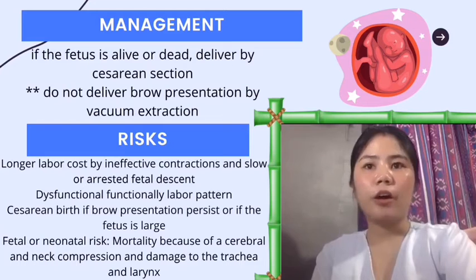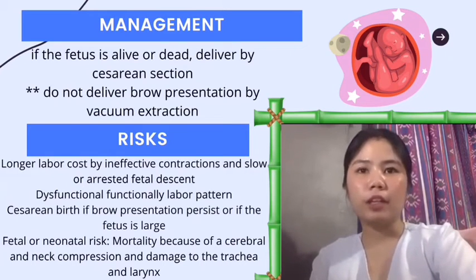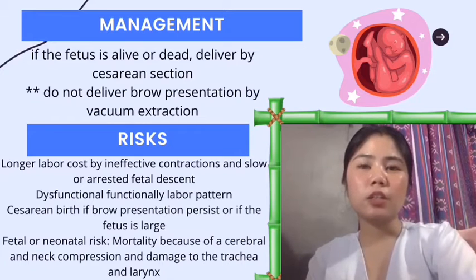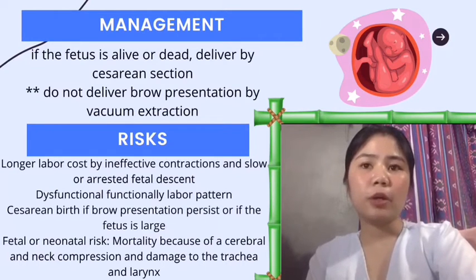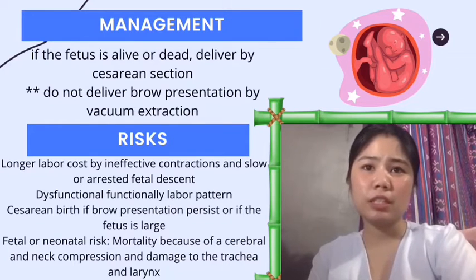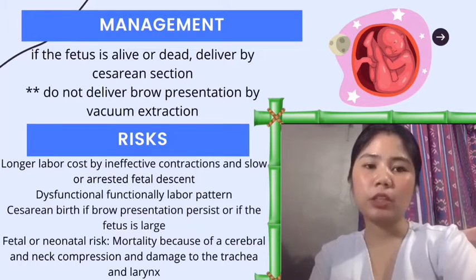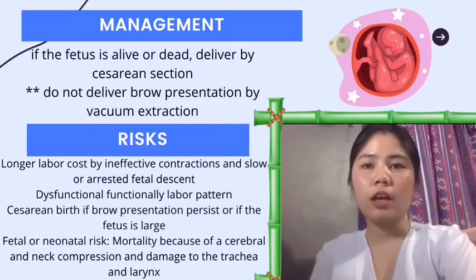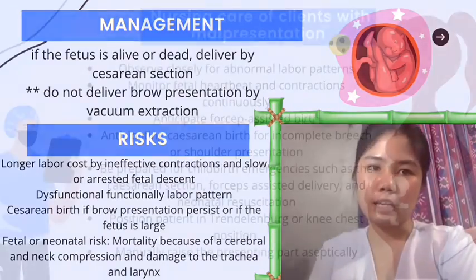The risks are longer labor caused by ineffective contractions and slow or arrested fetal descent, dysfunctional labor pattern, cesarean birth if brow presentation persists or if the fetus is large. Fetal risk: mortality because of cerebral and neck compression, and damage to the trachea and larynx.